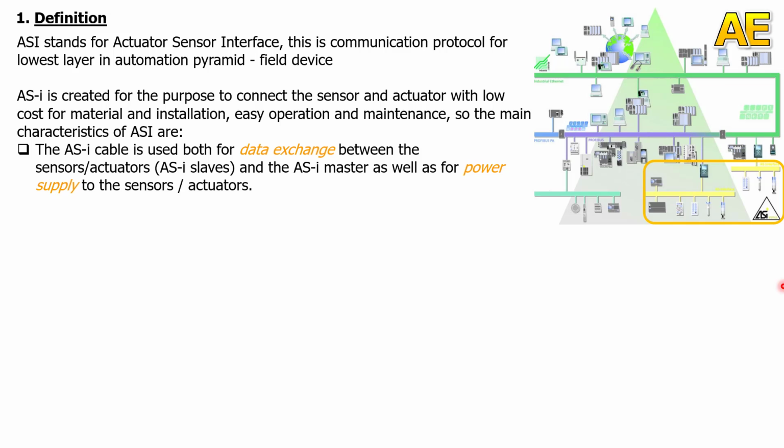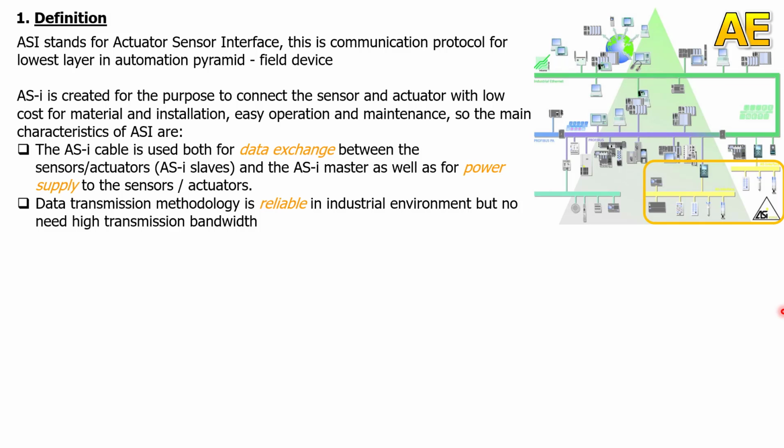First is about the ASI cable. It's used both for data exchange between the sensor actuator, this means the ASI slave, and the ASI master, and also for the power supply to the sensor and actuator. The second is about the data transmission methodology. This is reliable in the industrial environment, but does not need high transmission bandwidth.